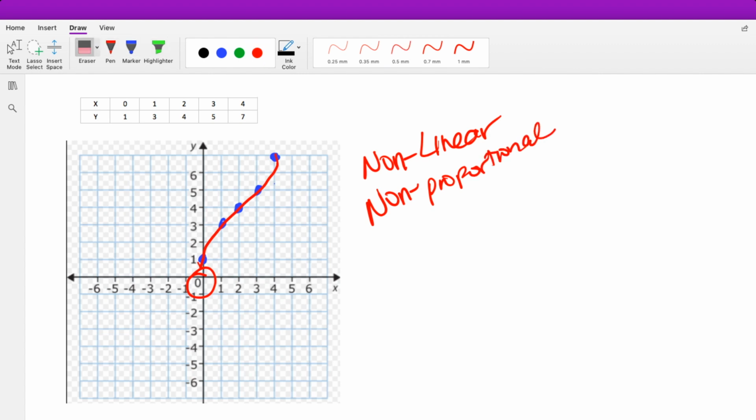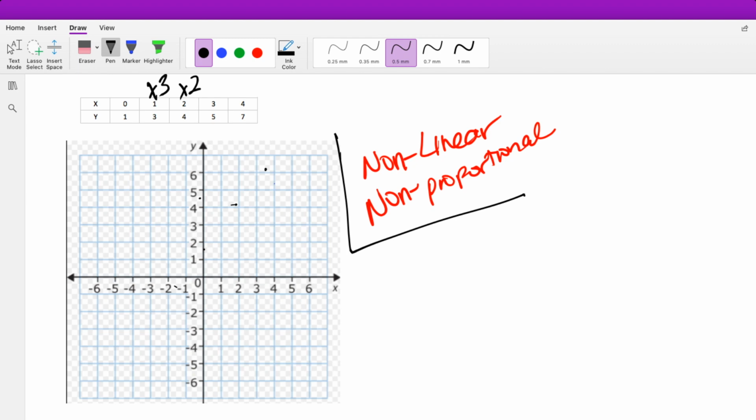And how else can we tell? So let's say it was really hard to tell if the line could have been drawn straightly or not. Let's look at our table and let's check our slopes. So let's start over here. To get from 1 to 3, we need to multiply by 3. To get from 2 to 4, we need to multiply by 2. We already see that our slope is not going to be constant. So that is why our points were all over the place. And that's also why we know it's nonlinear, non-proportional.